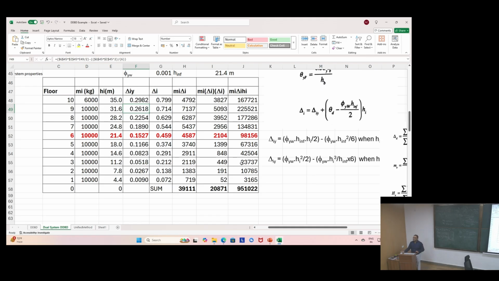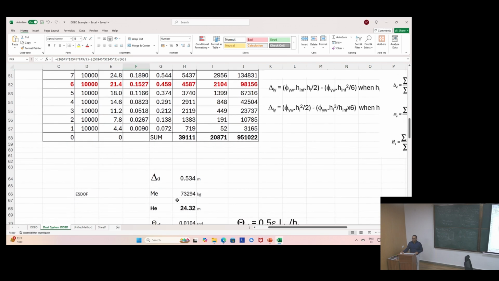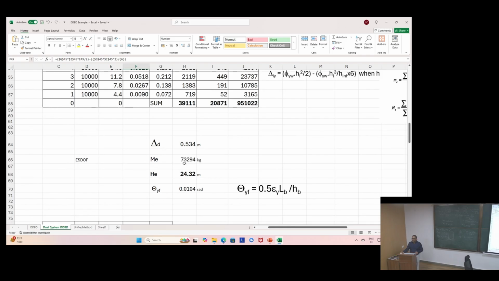Okay. And this is similar to what we did previously in the morning with the single system, right? All the formulas. So delta D is 0.534, ME is 73294, HE is 24.32 meters. Theta YF is from this formula given by Priestley. It's 0.5 times the strain times the length of the beam in that direction over the height, or the depth, of the beam in that direction.